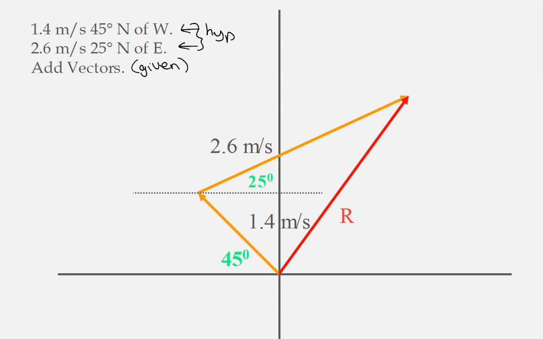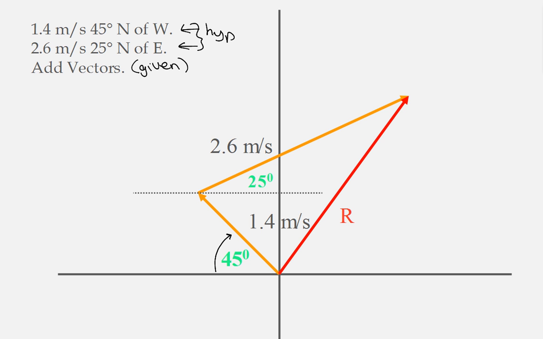So for vector 1, the 1.4 meters per second, 45 degrees north of west, let's first look at that. Here's the 45 degrees. Why is it communicated north of west? Because that's exactly what's happening. The left side is west. Do you agree? And then the vector is north of that. You okay with this? And the 1.4 is just how much? How fast? And then the direction is 45.